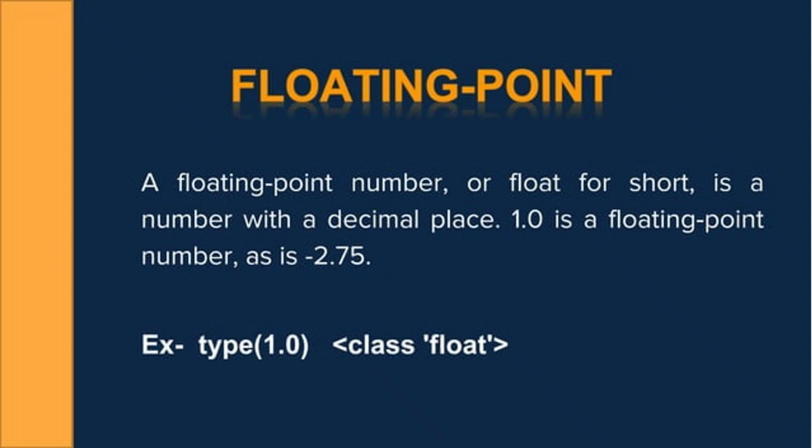For example, 1.0, -2.75, 3.14, like that. So 1.0 is a floating point number, as is -2.75. These examples highlight that a float can be positive or negative and always has a decimal. There on the slide you can see the example type of 1.0, class float. So type 1.0 returns a class float, showing that type of 1.0 is a float.